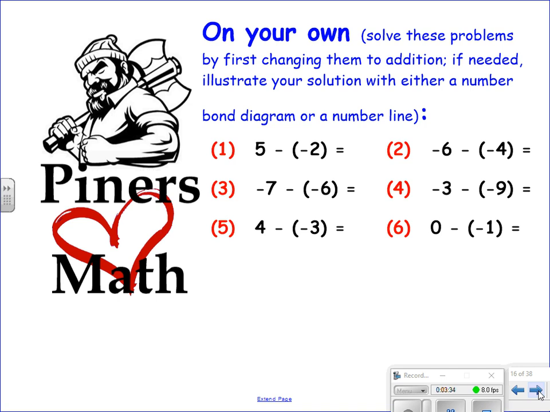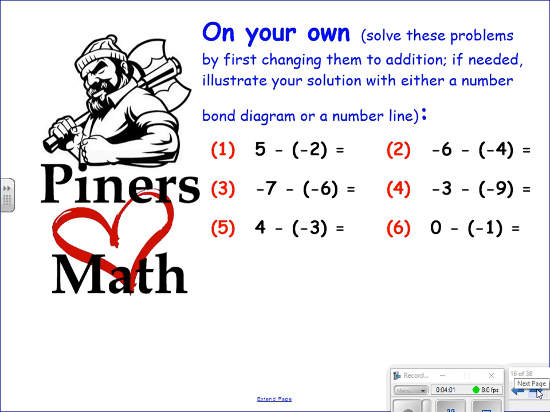We've already looked at these 6 problems. We're going to add to them in just a minute, but what I'd like you to do this time is to illustrate your solution with either a number bond diagram or a number line. When I check your homework, I'd like to see how you solve these problems. First, change them to addition, and then illustrate your answer with a number bond diagram or in a number line.